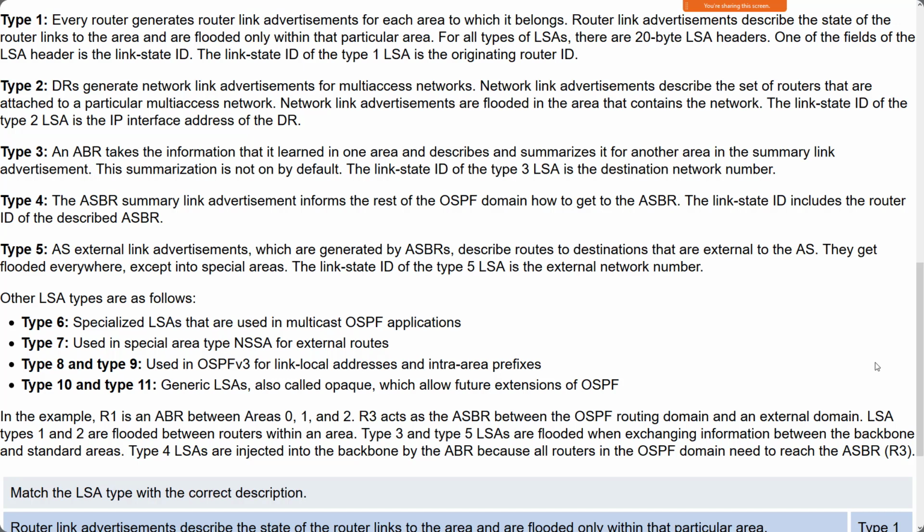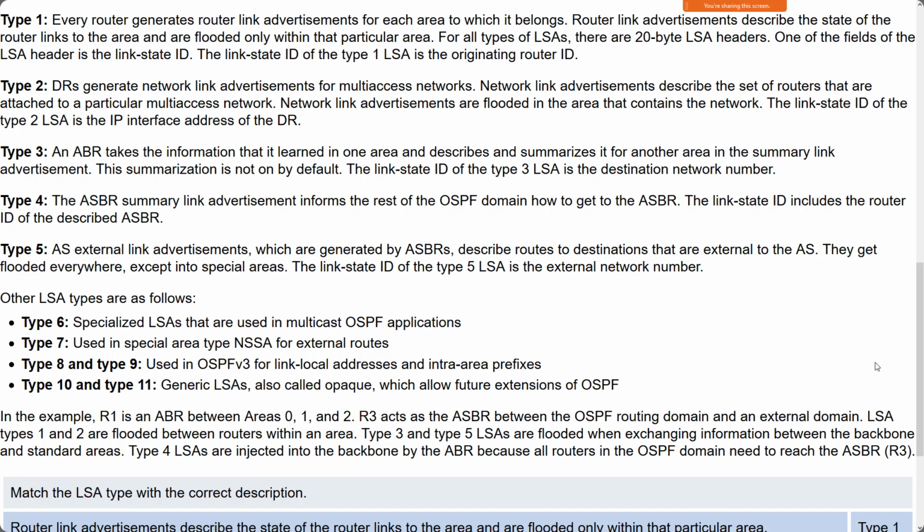So let me skip over type 4 again. I'll go back to type 4. Type 5 AS external link advertisements, what we simply call external LSAs, basically advertise external networks. I lost my spot there.